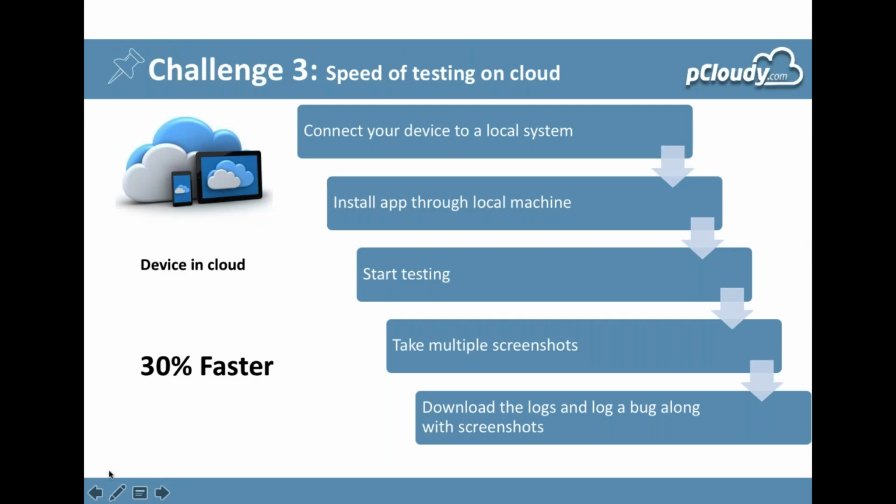So coming back to challenge 3, speed of testing on cloud. What we have observed, and this is proven by a lot of customer stories, is that when customers start using the device in the cloud and start using all the options that we have, they have been able to achieve almost 30% faster speed, which is a great feat considering the manual testing use cases. That's one part of it. So far we have spoken about increasing the speed by 30%.